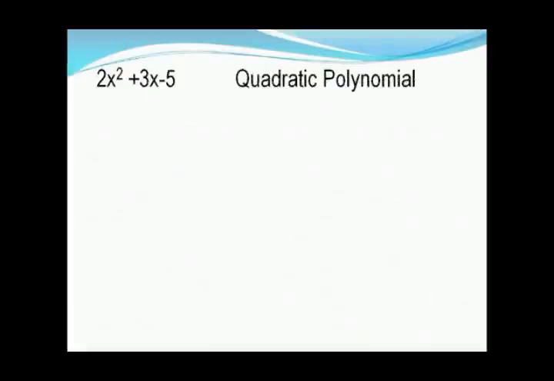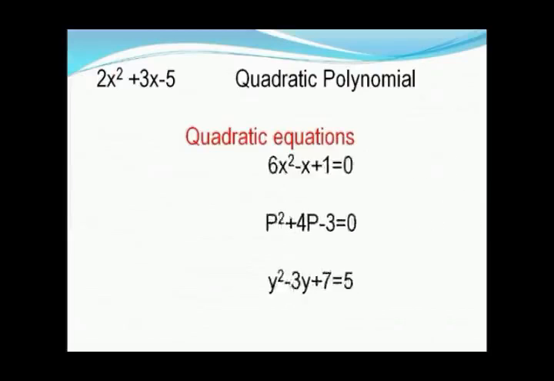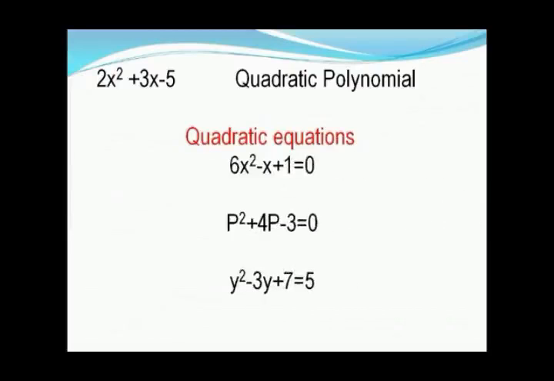Now, in the previous class, we have already studied about quadratic polynomials. Now, what is a quadratic polynomial? A polynomial of degree 2. Now, we know that an expression with an equal to sign is known as an equation. So, an equation of degree 2 is known as a quadratic equation.